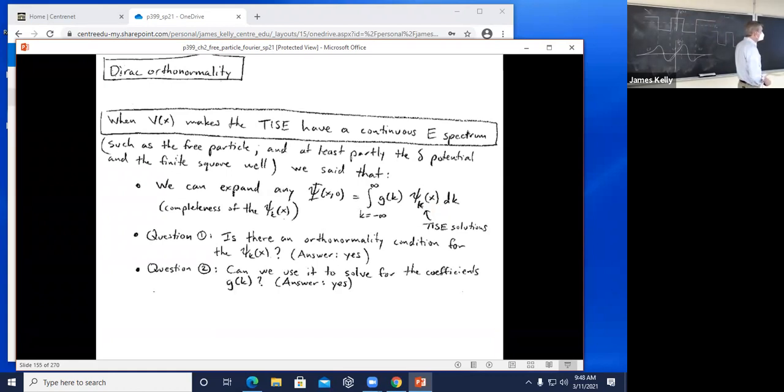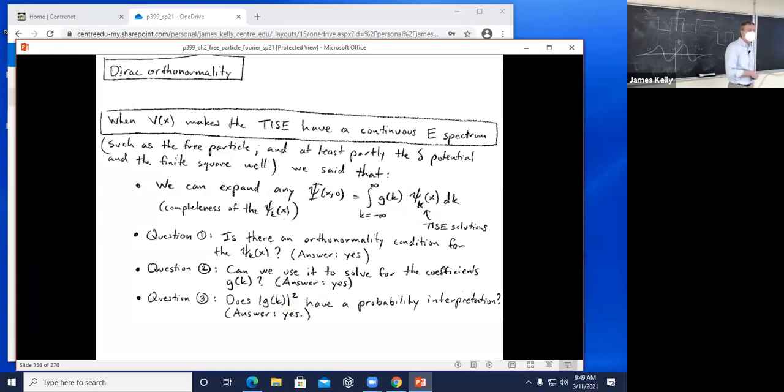The second question: can we use that orthonormality condition to solve for the coefficients g of k? And the answer again is yes. We're going to do it exactly the same way I just demonstrated for solving for the c_n's, and we're going to use the new orthonormality condition. The third question is, those coefficients in the c_n case, when we took the magnitude squared of them, had a probability interpretation. Is there some probability interpretation of this? And the answer is yes. That's going to be the probability density as a function of k in this case.